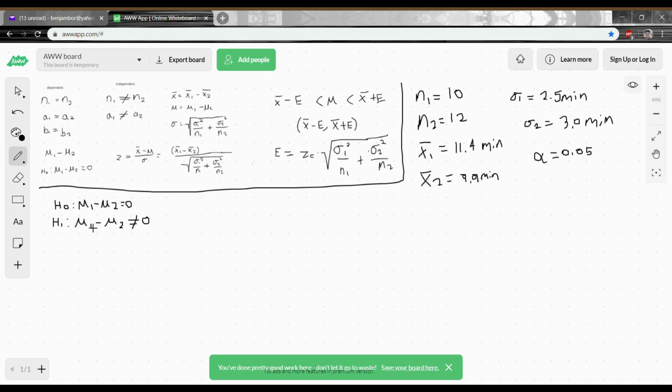Now we can run the test. We can compute our test statistic. So that equation is right here. Let's calculate z. Z is going to equal x1 bar, 11.4 minutes, minus x2 bar, which is 9.9 minutes. That's going to be divided by the square root of sigma 1 squared, which is going to be 2.5 squared over 10, because that is the sample size of the first data set. And we're going to add to that 3 squared, because that is the standard deviation of the second data set, divided by 12.